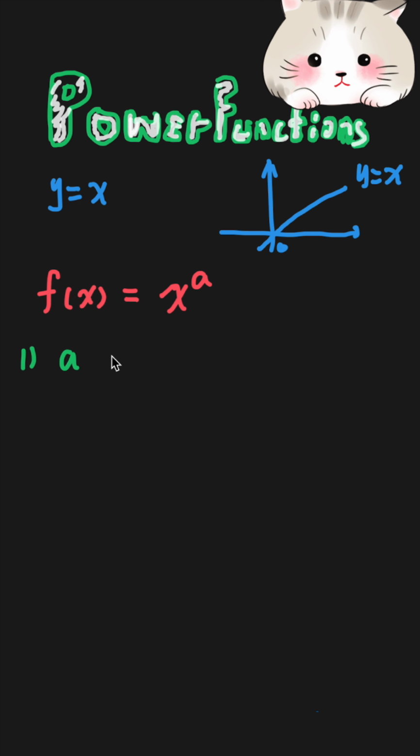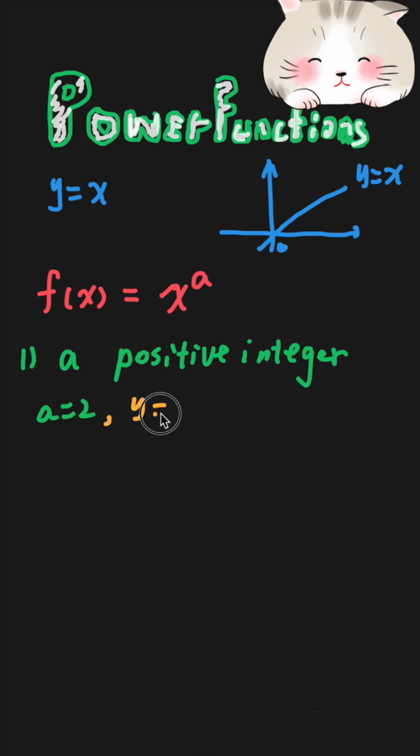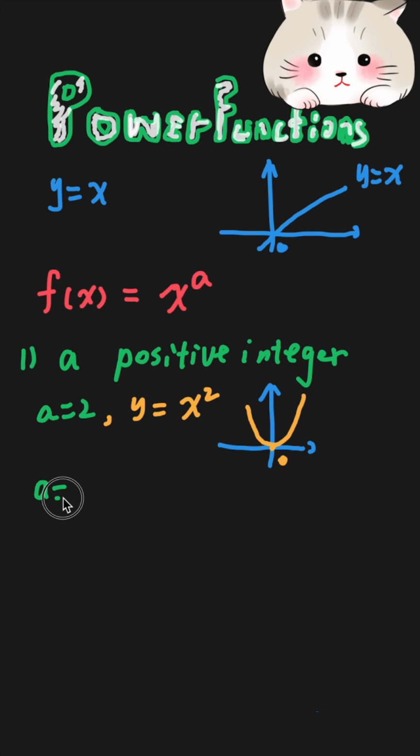So when a is a positive integer like 2, 3, 4, 5, then it depends on whether a is an even number or an odd number. When a is equal to 2, y is equal to x squared. The graph of this function should be a parabola. When a is an odd number like 3, y is equal to x raised to the power of 3. The graph of this function actually is not even anymore. It's an odd function. It's symmetric about the origin of the coordinate. So it goes this way.